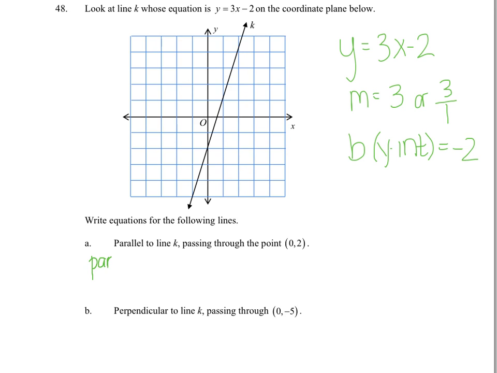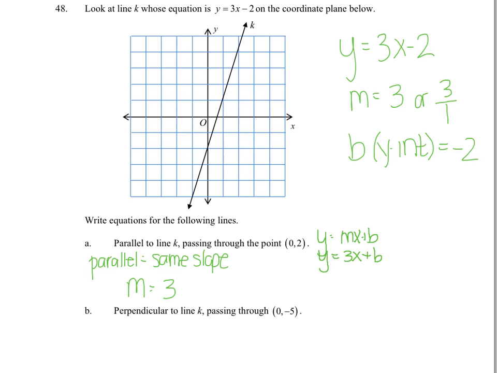So parallel means that we have the same slope. So that means that m is going to be 3. Now, if I realize that 0, 2 is the y-intercept, then I can make my equation really quick. But let's say that you don't realize that. Our equation of a line is y equals mx plus b. I know that my slope is going to be 3.